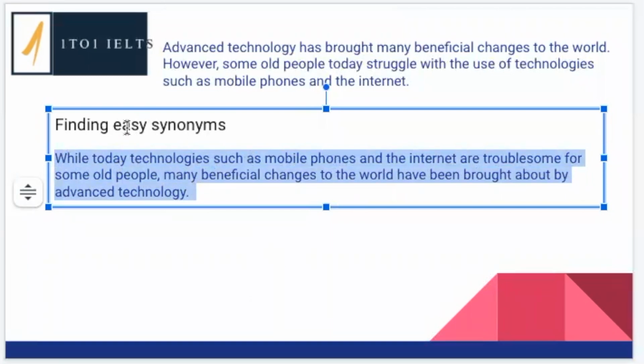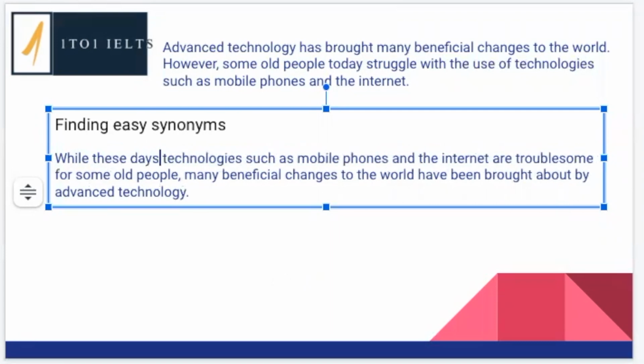However, we can now look for easy synonyms that we are 100% sure of. So today, this is a very easy word to find a synonym for. These days or nowadays will be a really natural way of finding a synonym here. So we can just say, while these days, technologies such as mobile phones, so mobile phones or cellular, and the internet. Just a quick note about the grammar here. In English, we always put the definite article before the internet, and the internet does not have a capital letter. These are two very common grammar mistakes I see all the time.